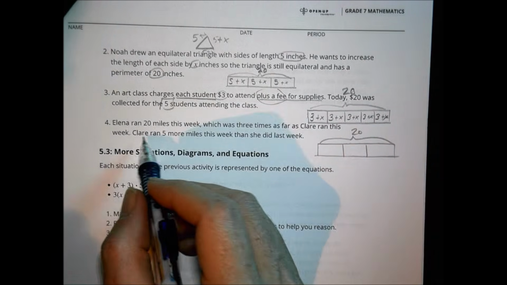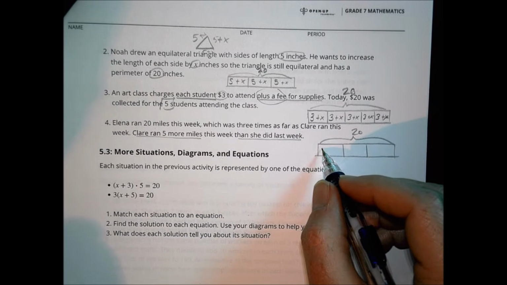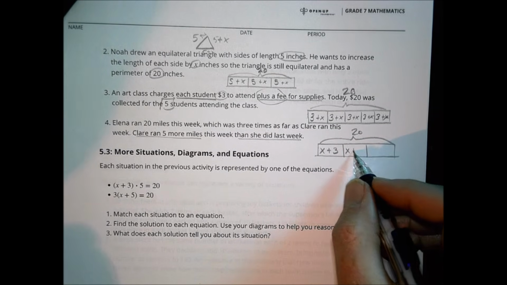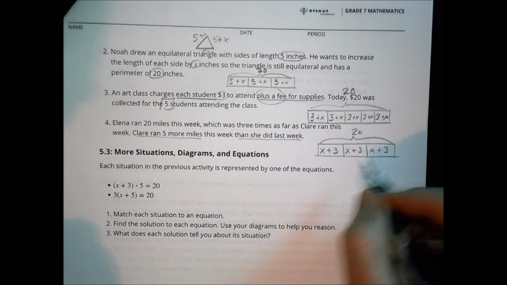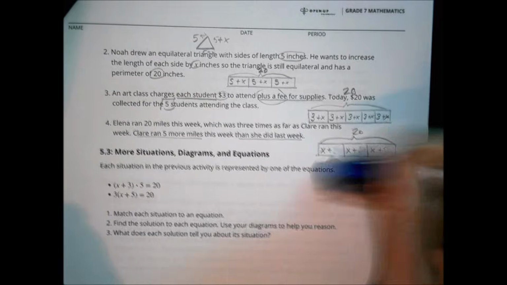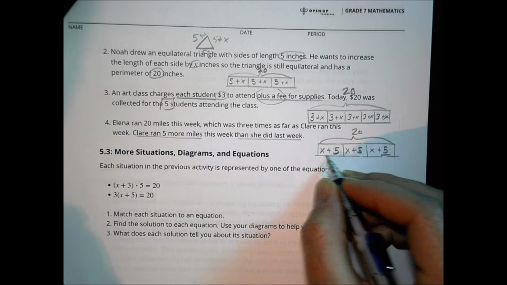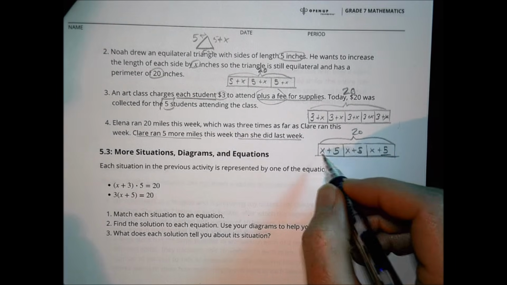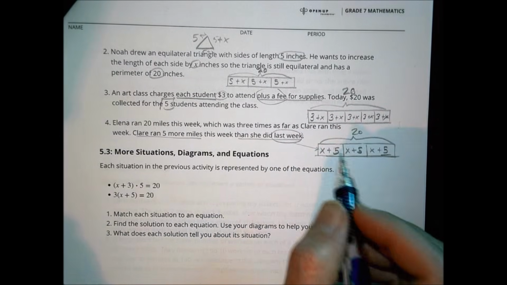Now what we know is that Claire ran 5 more miles this week than she did last week. So whatever Claire ran last week, we add 5 more to it, and we do that 3 times. Sorry, 5 more miles, I was thinking 3 times as far. So she did 5 more miles here, and we have x plus 5, 3 different times, to come up with 20. In this case, the x represents how far she ran last week.